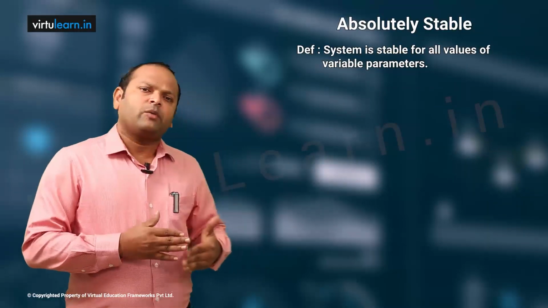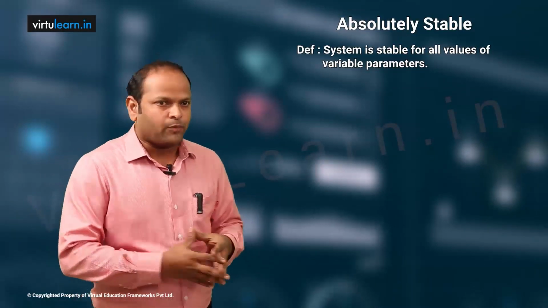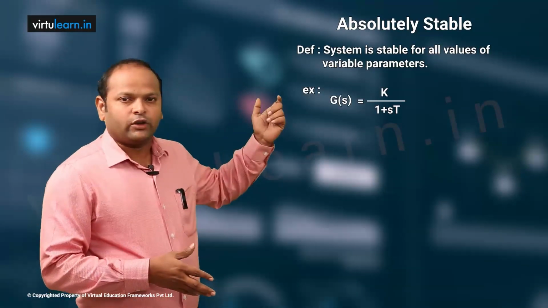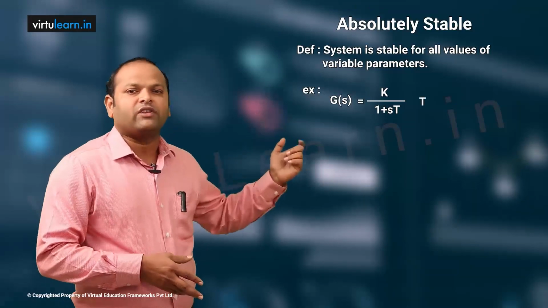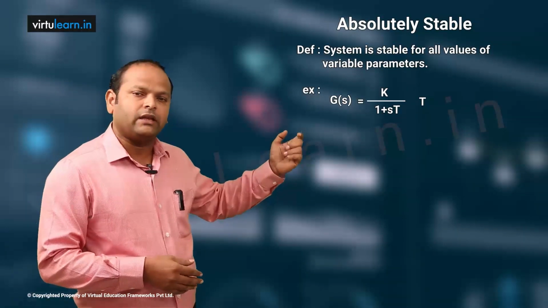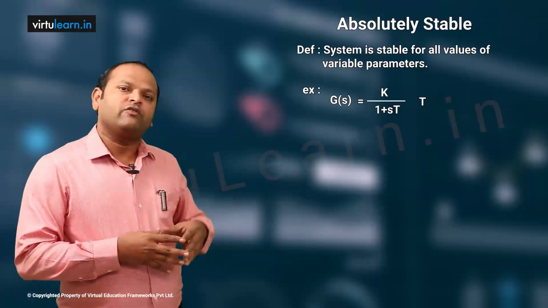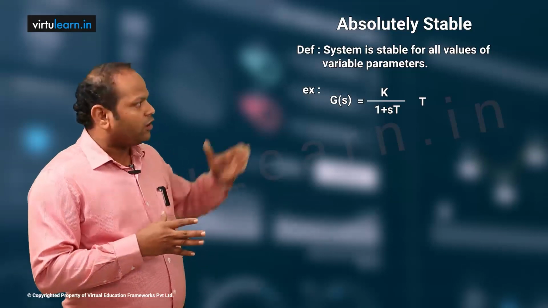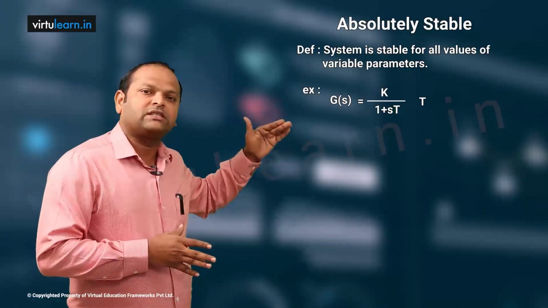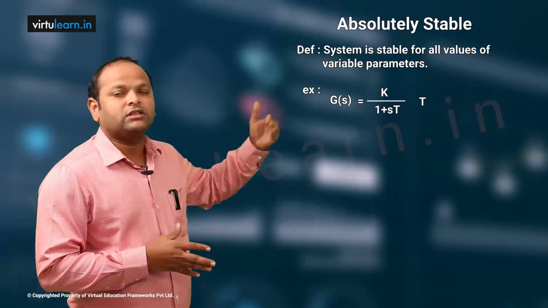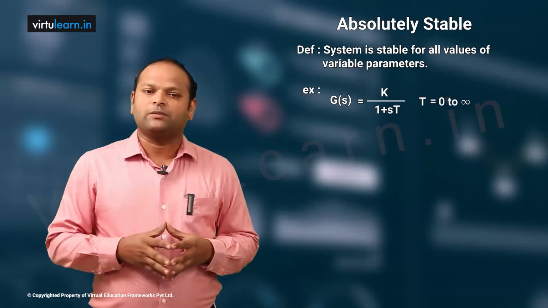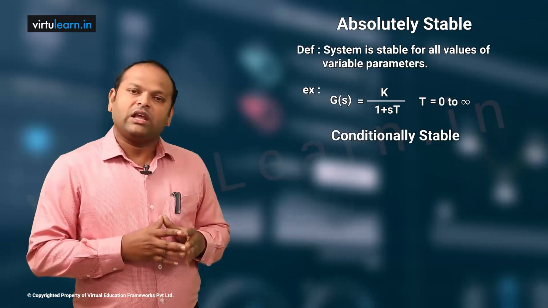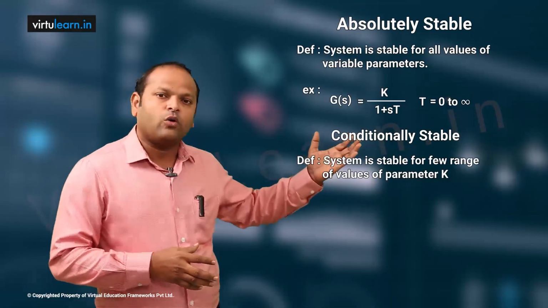So not only the variable parameter k, it can be any other parameter. For example, if we take G(s) = k/(1+sT), and k is given to you, if you know the k value, and T is a variable parameter, then for all the values of T the system must be stable. Only then we say this system is absolutely stable. Similarly, if for all the values of k the system is unstable, then we call it an absolutely unstable system.